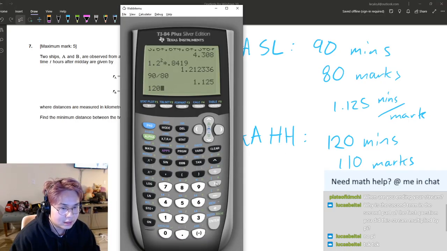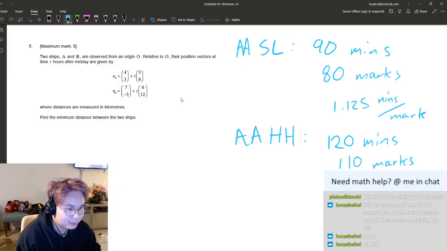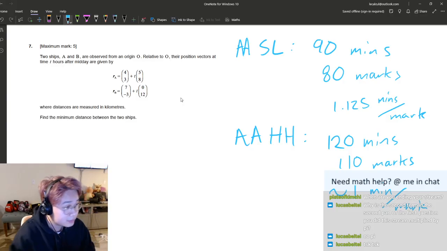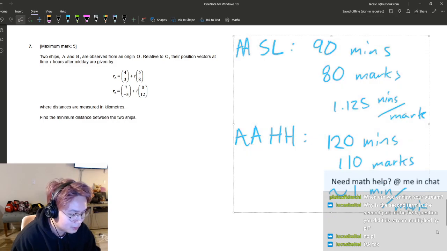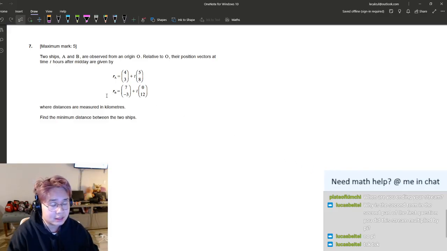So 120 divided by 110. Yeah, you still have a little bit over a minute. Barely. You have 1 minute and 5 seconds per mark. So I'm just going to round this down to about 1 minute. That sucks. I thought you guys would have a better ratio because you were doing harder stuff and there's more of it. But it turns out you have less time. Anyways, let's see what this next question is.